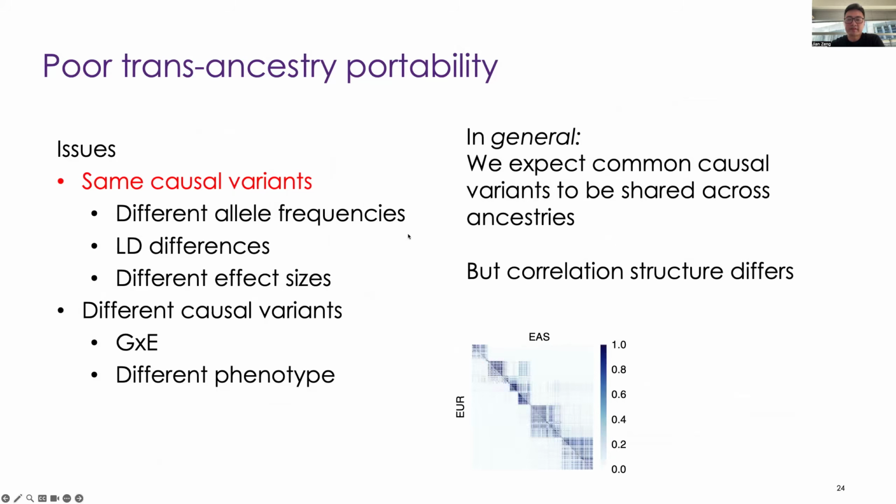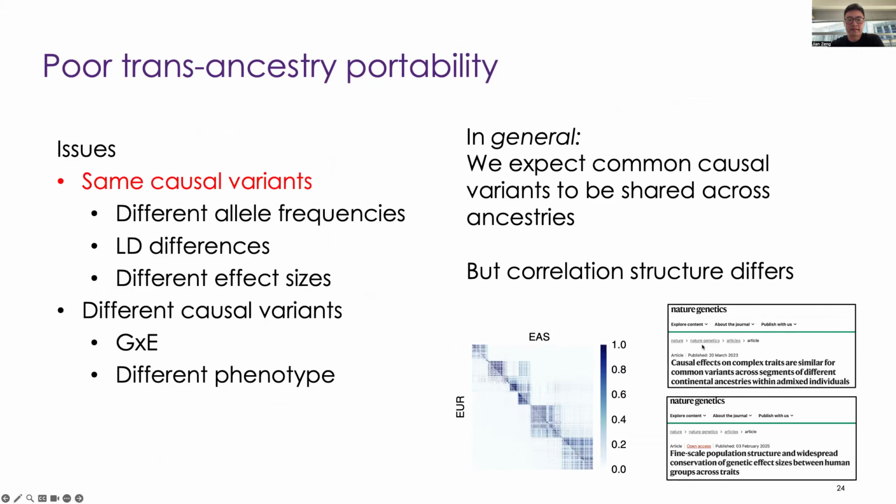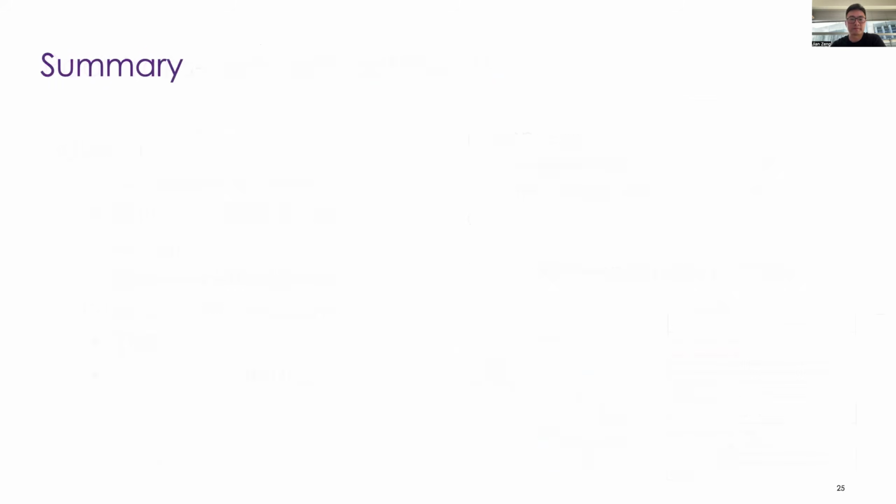Recent findings have suggested that it is likely that the causal variants are shared across ancestries, but the reduction of prediction accuracies is mainly because of the differences in allele frequencies and LD structures. And as you can see, the European and East Asian populations have very different LD structures. And these are the key papers supporting these statements. And how to improve cross-ancestry prediction is one of the most important open problems in the field.